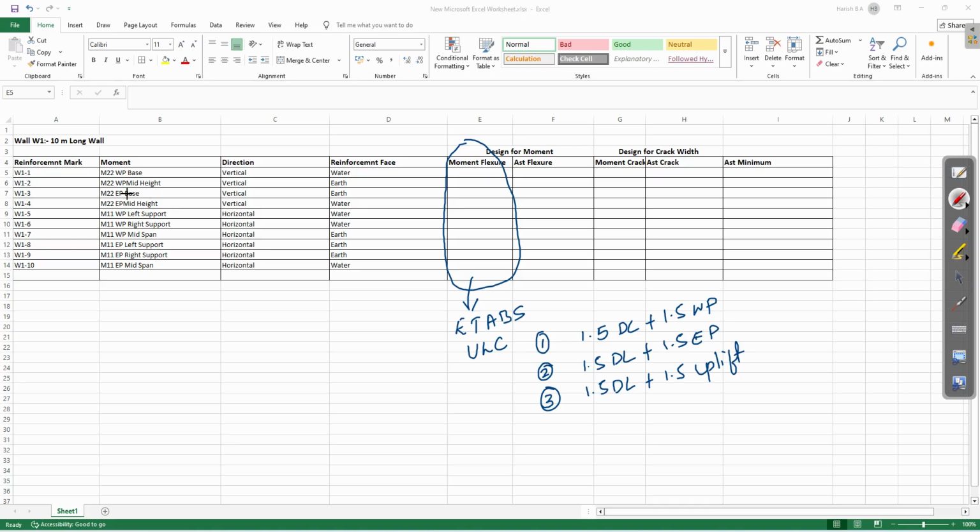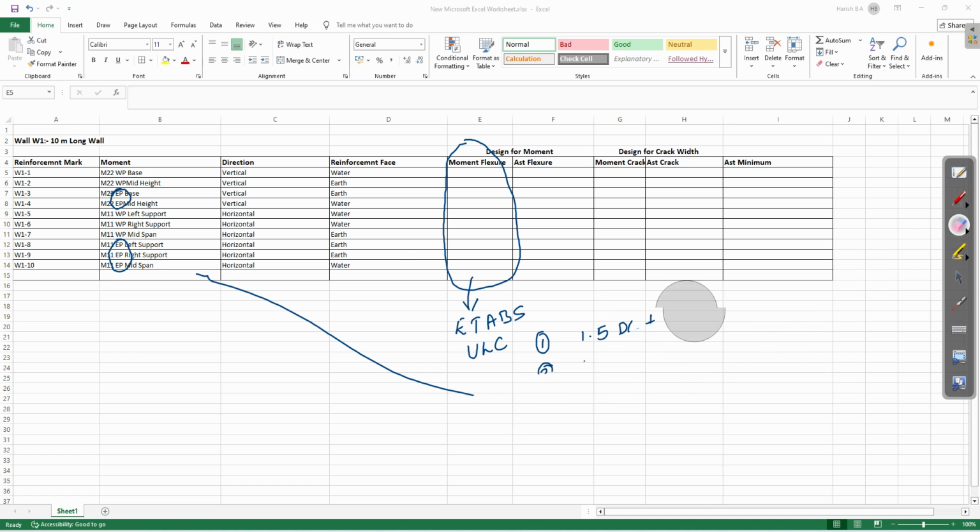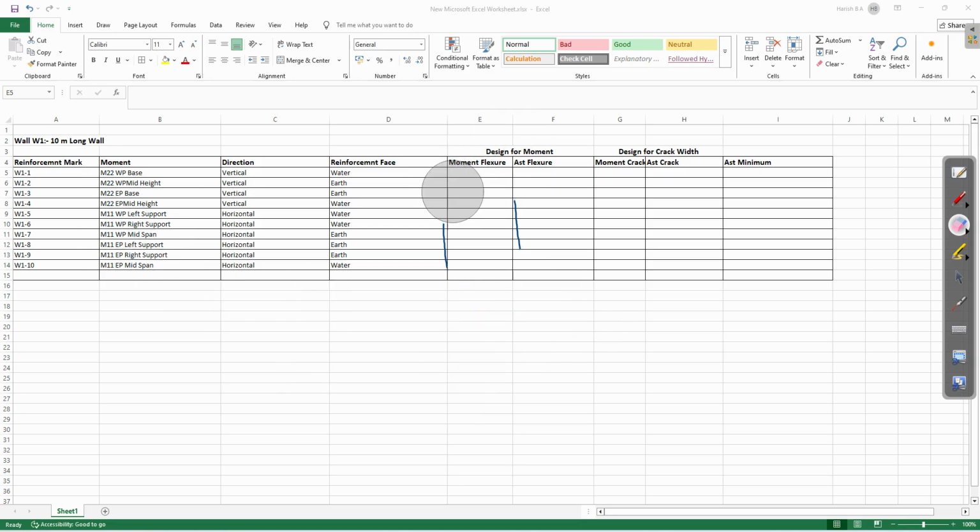In case of earth pressure, wherever there is earth pressure combination, you need to compare these two combinations and write the maximum moments, because there is no place for uplift. So wherever there is earth pressure, you have to compare these two combinations and write the maximum moments. Same for 8-meter wall also.